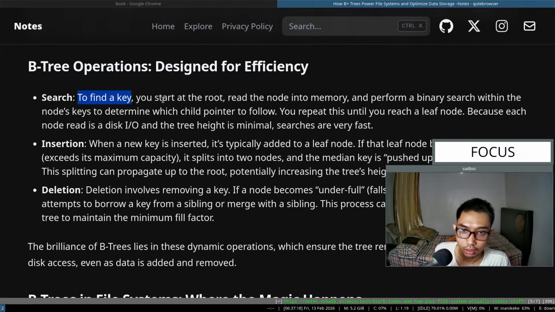To find a key, you start at the root and load the root into memory and perform a binary search within the node's keys to determine which child pointer to follow. You repeat this until you reach a leaf node. Because each node read is a disk input-output and the tree height is minimal, searches are very fast.